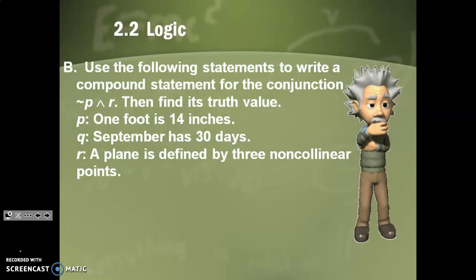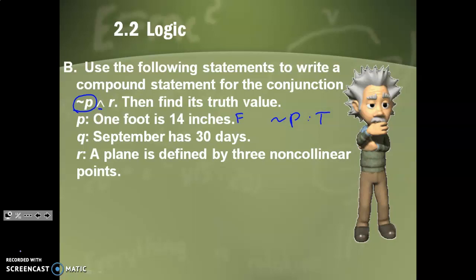Here's a negation of P and R. Remember, the caret symbol, the upside down V, is an and. It might look like an A to you. I say it looks like an N, so that's why it reminds me of and. Then R. So P is 1 foot is 14 inches. Well, we said that's a false statement, but the negation of P is going to be true, because it's just going to be the opposite. So 1 foot does not have 14 inches, that's how you read that.